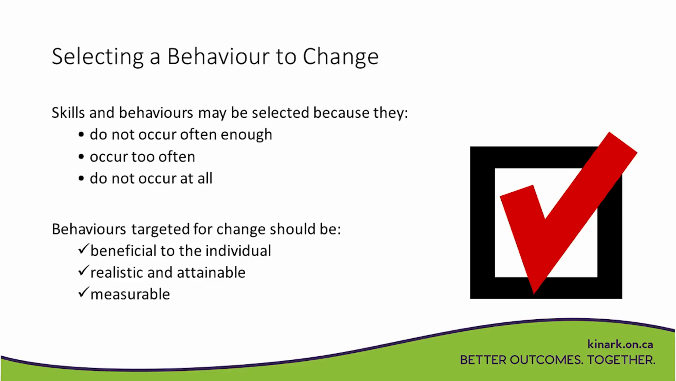Target behaviors should be beneficial to the individual. This means we should teach behaviors that are useful and address skill gaps. Target behaviors should also be realistic and attainable. The child should have the necessary prerequisite skills to learn the new skill, and the behavior should be developmentally appropriate. And target behaviors should be measurable. If you can see or hear the behavior, it is measurable.